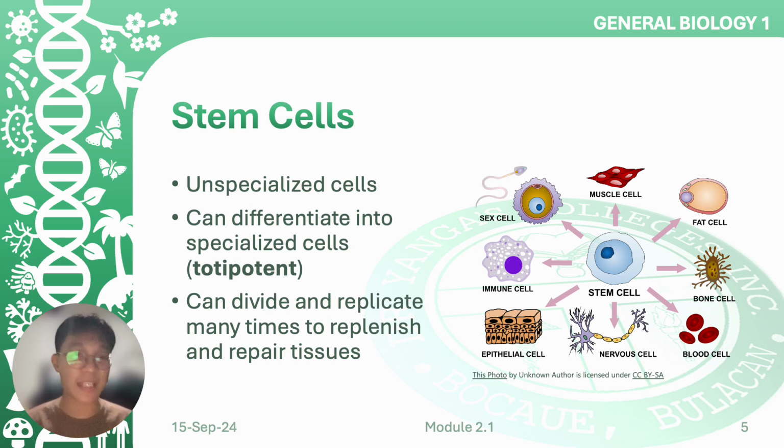Now, stem cells, aside from the fact that they are unspecialized, can divide and replicate many times to replenish and even repair the damaged tissues of the body. As you can see on the diagram on the right, a stem cell is fated to become anything that it can be. It can be an immune cell, or a cell like a white blood cell. It can become the sex cells, or muscle cells, or even fat cells, bone cells, blood cells, and nervous cells, or even epithelial cells. But when they become specialized, they can no longer return to their original state.